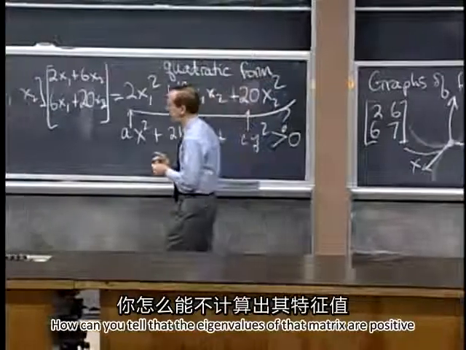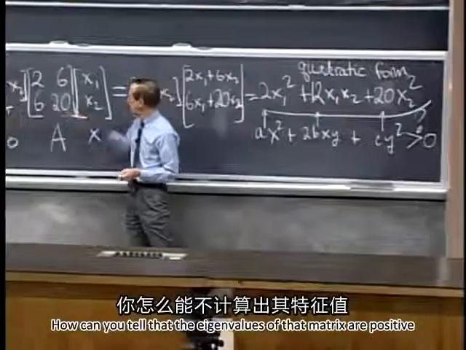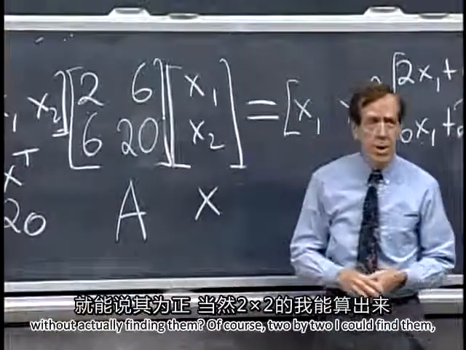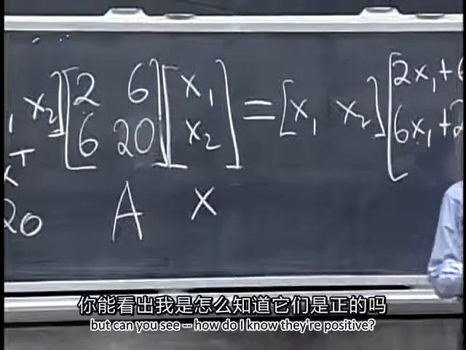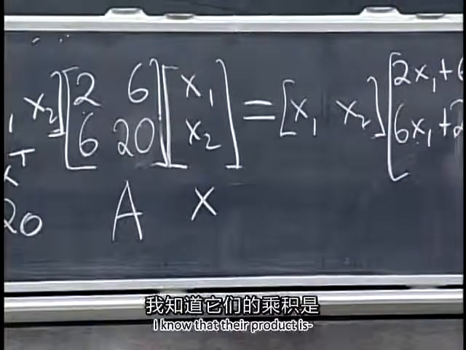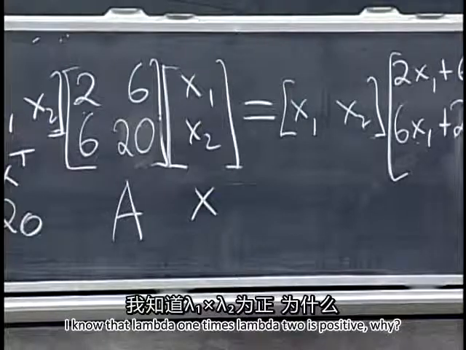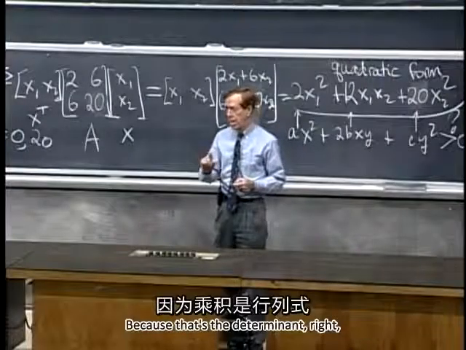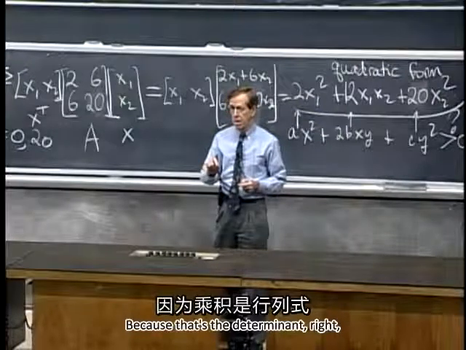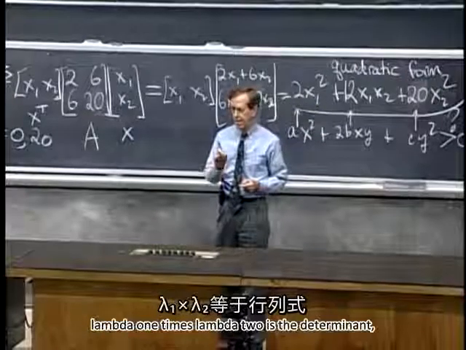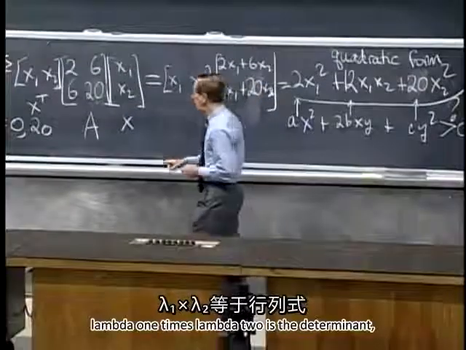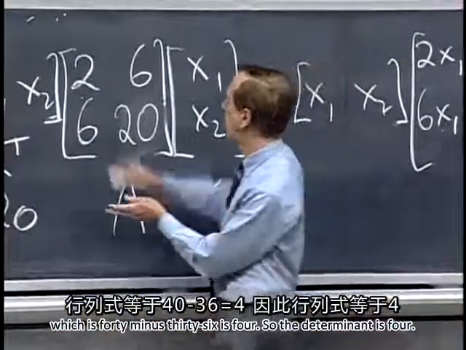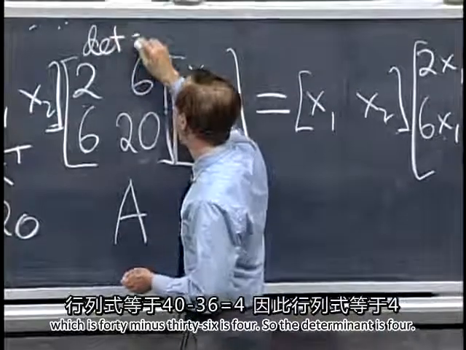How can you tell that the eigenvalues of that matrix are positive without actually finding them? Of course, 2 by 2, I could find them. But can you see how I know they're positive? I know that their product, lambda 1 times lambda 2, is positive. Why? Because that's the determinant, right? Lambda 1 times lambda 2 is the determinant, which is 40 minus 36 is 4. So the determinant is 4.